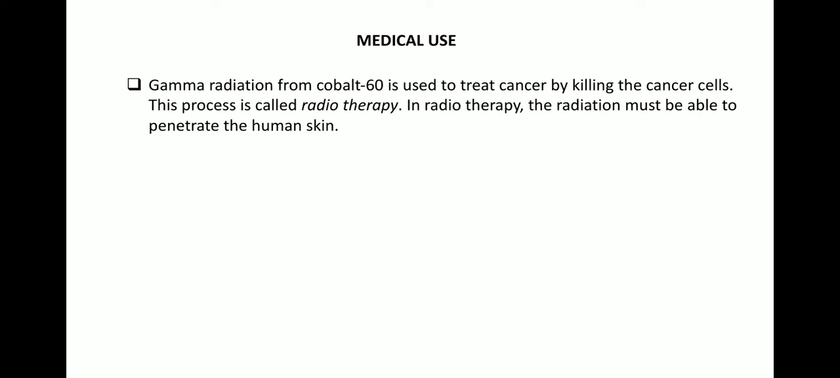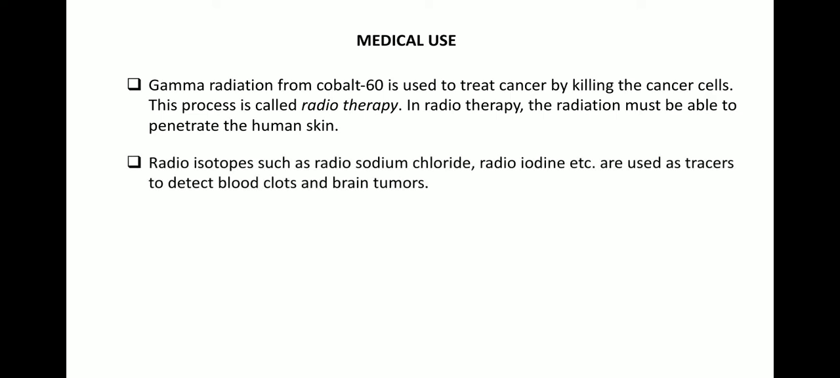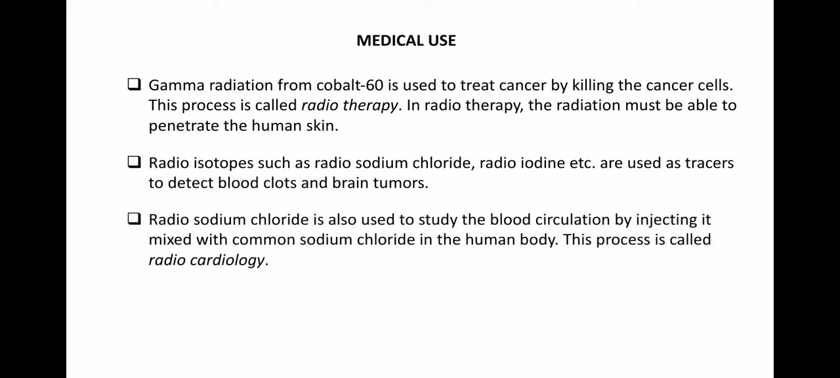In radiotherapy, the radiation must be able to penetrate the human skin. Thus, gamma radiations are used because they can penetrate through the human skin. The radioisotopes such as radiosodium chloride, radioiodine, etc. are used as tracers to detect blood clots and brain tumors. Radiosodium chloride is also used to study blood circulation by injecting it mixed with common sodium chloride in the human body. This process is called radiocardiology.